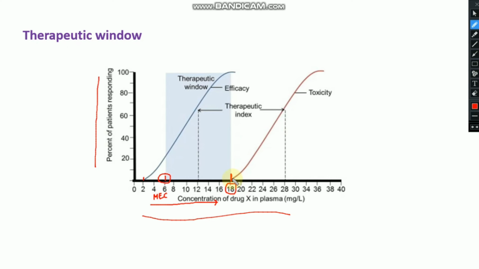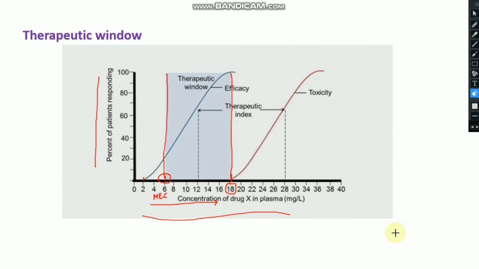But the toxicity starts from here. From the minimum effective concentration up to here, this is the therapeutic window. From here to here you can use the drug at a safe level, with therapeutic response within the therapeutic window. But when the concentration of the drug is beyond the therapeutic window, it indicates that toxic effects start. This curve is called the dose response curve.